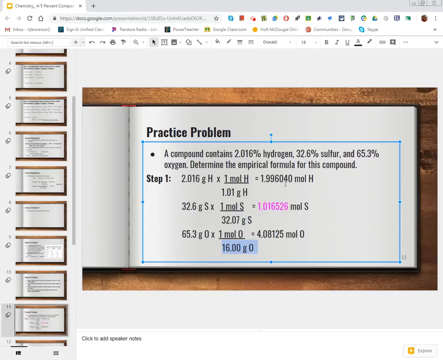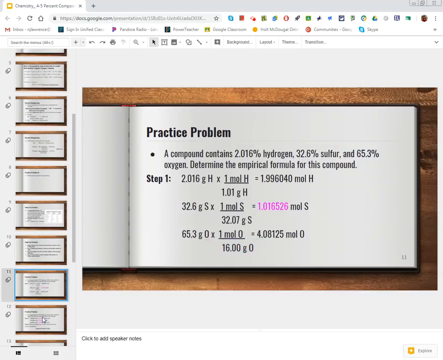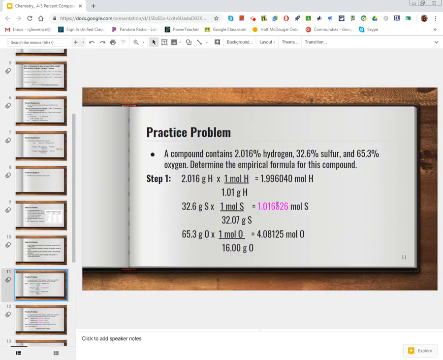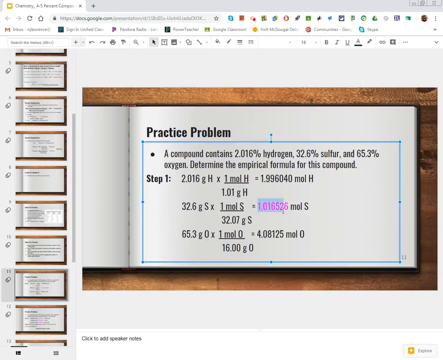These are the amount of moles. These are the number of ratios I have in my empirical formula. However, these numbers are not normalized to 1 yet. So the second step we're going to do is divide by the lowest number. Again, when I look here, I see I get 1.016526. I put it in pink.